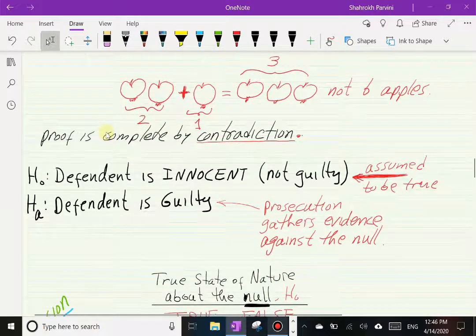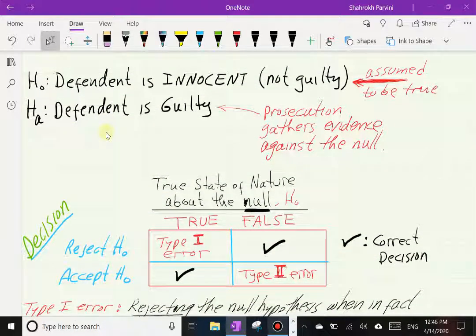Now, the other thing that's very interesting here is an example of proof by contradiction: what our judicial system is based upon. In our existing judicial system, the assumption, the null hypothesis about the innocence or guilt of a defendant, is that the defendant is innocent until proven guilty, correct? That's the assumption of our judicial system. In fact, the mathematical basis of our whole judicial system is proof by contradiction.